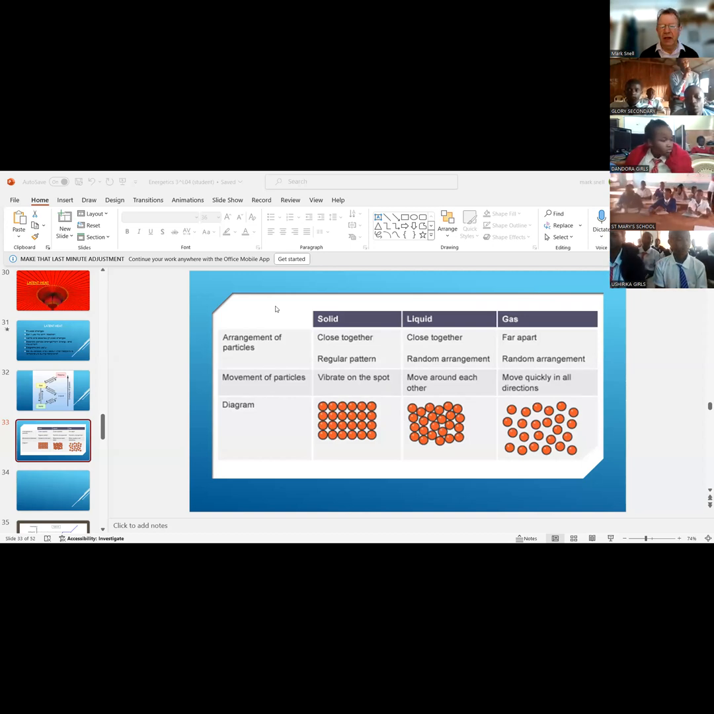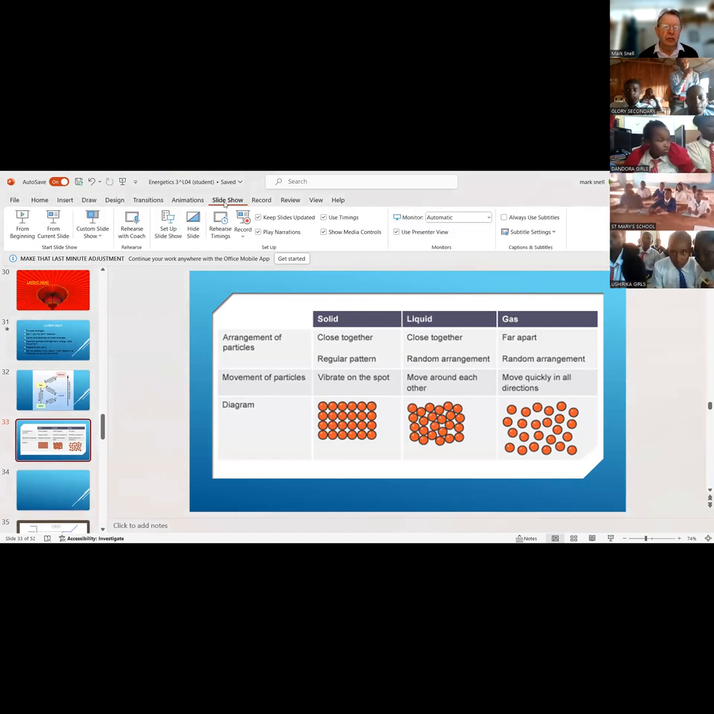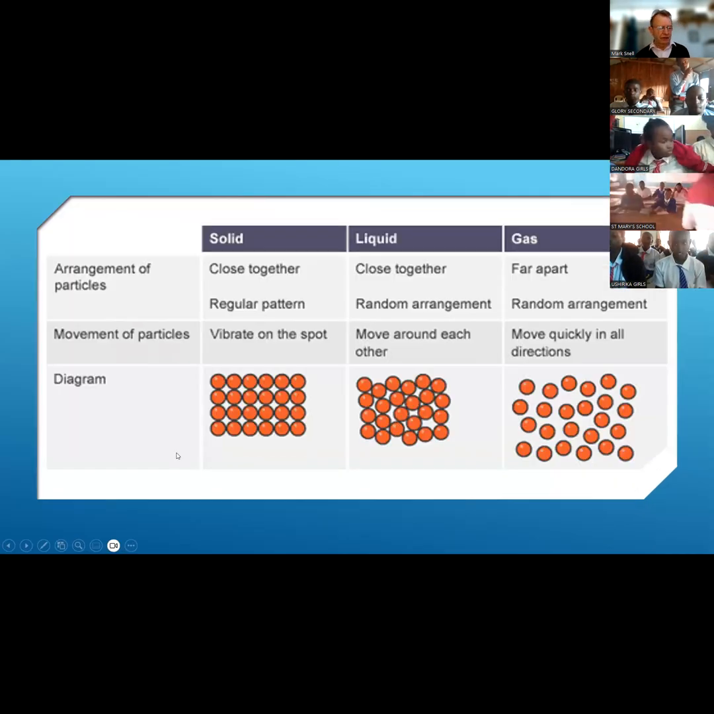Okay. So here was part of the slideshow that I showed you last time. And we said about solids, liquids, and gases and the difference between them. Solids: very close together, regular arrangement, not necessarily like this, and they just vibrate on the spot. Liquid: close together, but random, and they move around each other, but still trapped in the body of the liquid. Gas: much further apart, random arrangement, and they move quickly.